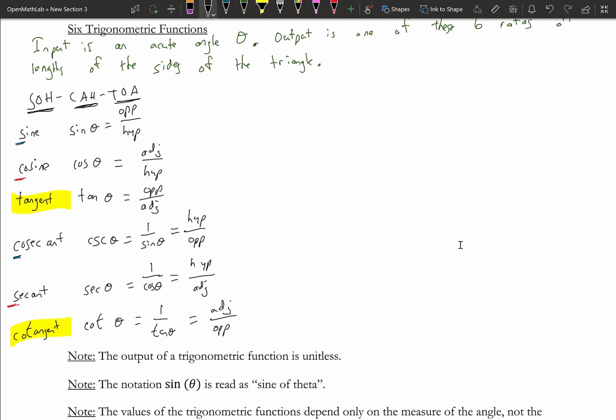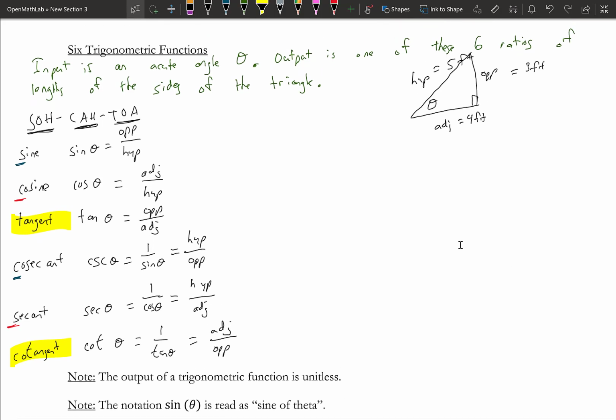Then I want to write through an example with you. Say I have a right triangle, and let's say this is theta, so this would be the adjacent side, this would be the opposite side, and this would be the hypotenuse. Let's say that the adjacent is 4 feet in length, the opposite is 3 feet, and the hypotenuse is 5 feet. I'm just labeling that. This right triangle actually has a special name. It's called a Pythagorean triple.